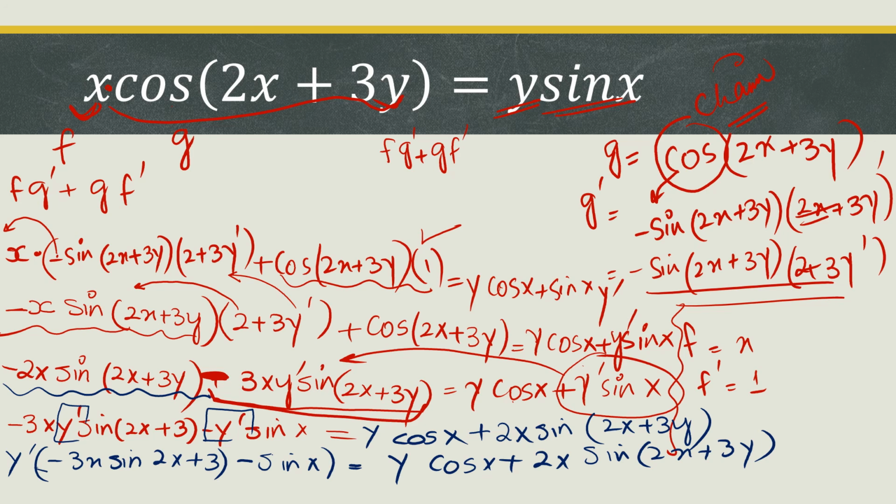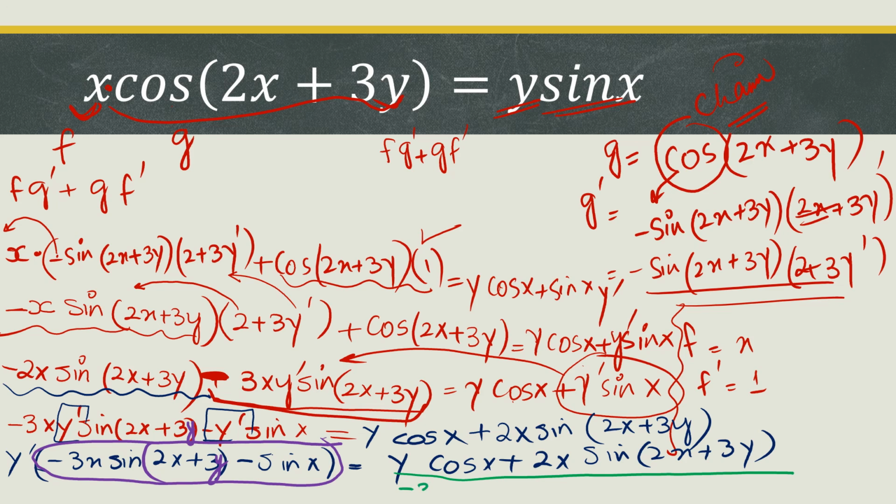I don't have the place to do it here. So divide by this whole term, minus 3x sin(2x + 3y) minus sin x, to the other side. So if I write it here, my answer will be y prime equals to this whole term, just keep this down. That means minus 3x sin(2x + 3y), close the bracket, minus sin x. So this is my complete answer.